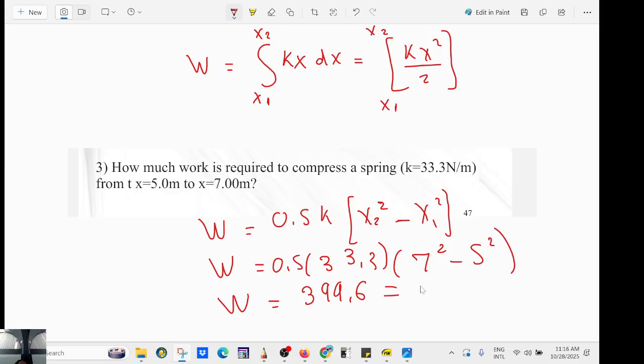99.6. So that will be about 400 joules. Your unit is joule. Okay, so that will be the work done by you on the spring. And that will be the potential energy. So we're going to have this notation here: elastic potential energy.